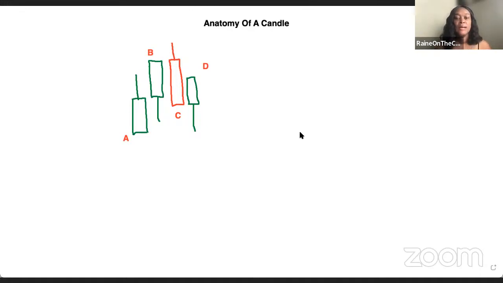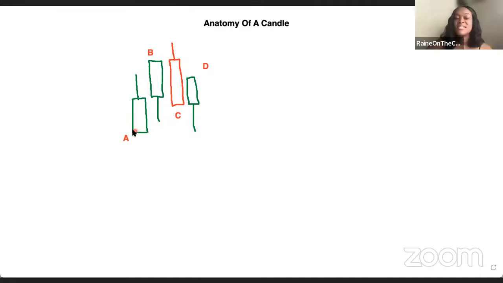Candle A. Where's the opening of candle A? The bottom of the base. The bottom of the body. Perfect. Okay, and where does it close? Candle A, the top of the body. I'm sorry, the top of the body.